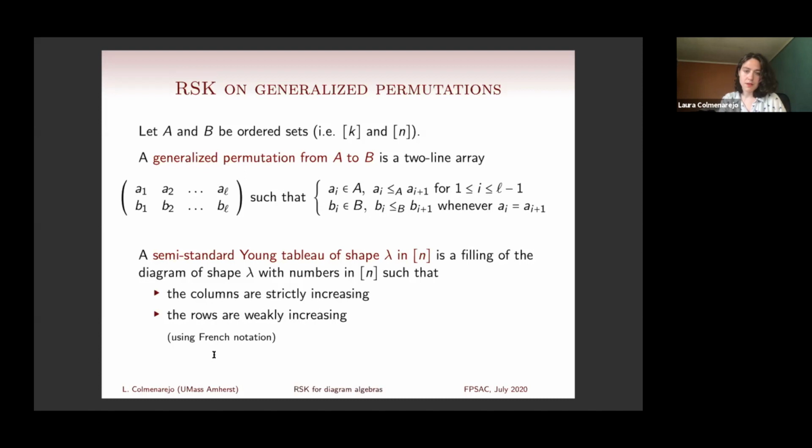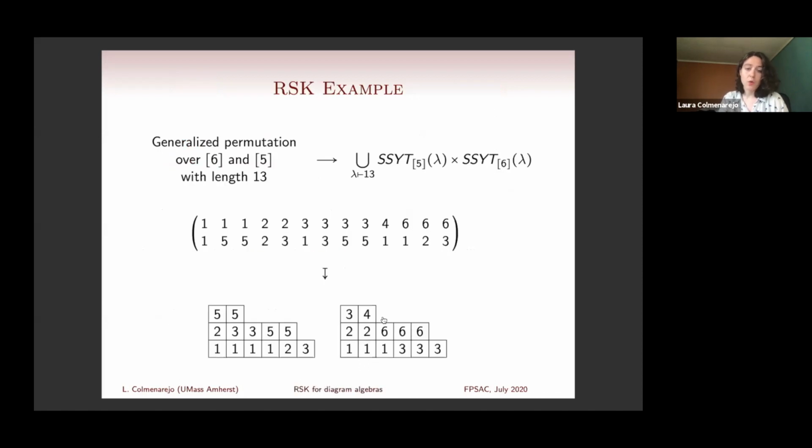Instead of just giving you the RSK algorithm, I'm going to do it with an example. Consider this generalized permutation, which has length 13, with the alphabet 1 up to 6 on the top row and 1 up to 5 on the bottom row. We are going to get these two semi-standard Young tableaux.